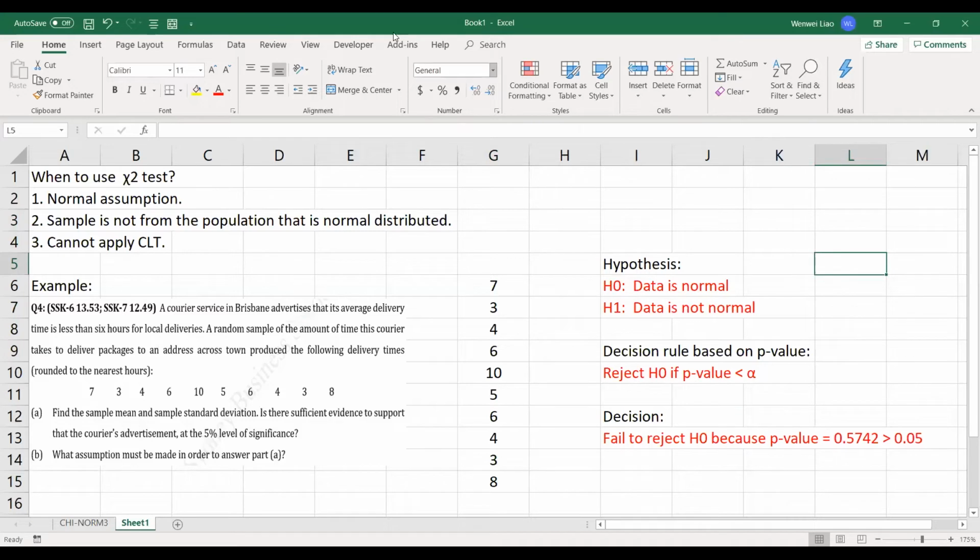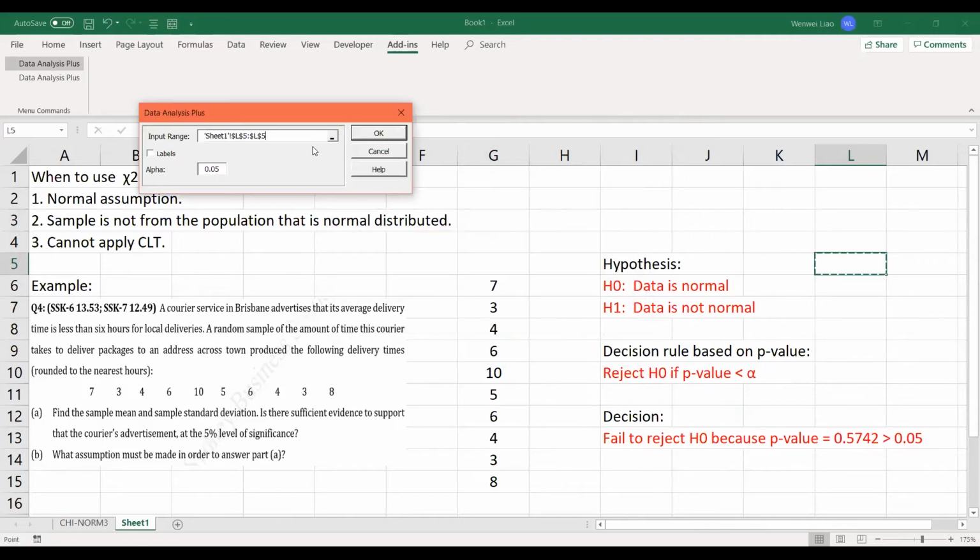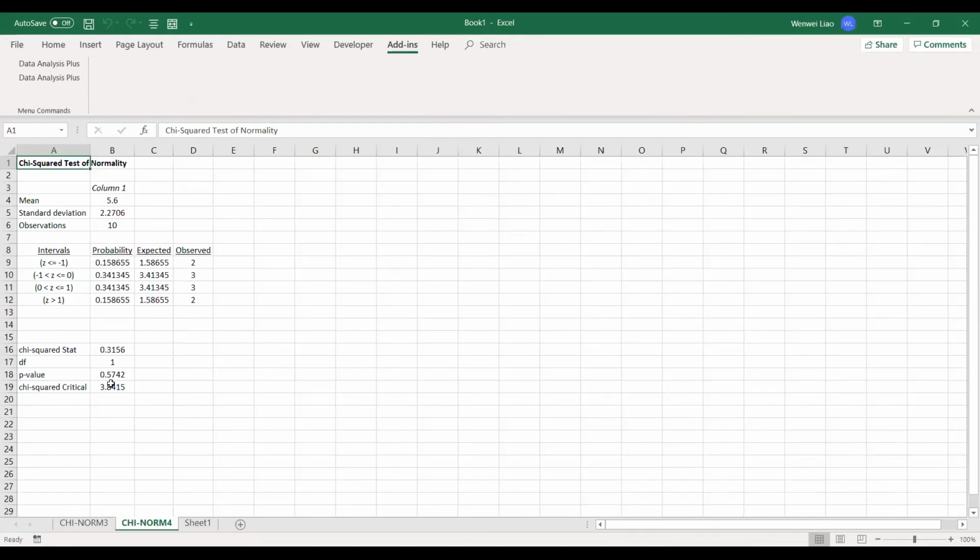we're going to use the DAP chi-square test for normality to test the data. Now we can just select the data and input the alpha. Here is 0.05 because of the 5% significant level. And then we click OK. Then we can get p-value or the critical value for the test. So here we just use p-value.